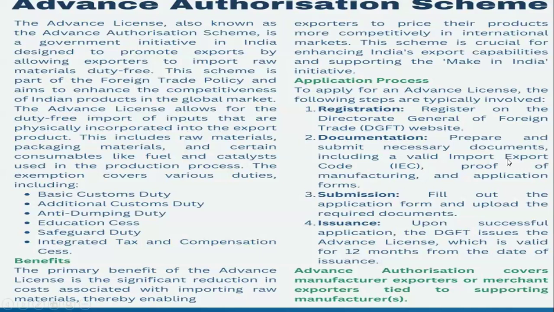Then a set of documents needs to be prepared. So what documents are required? Valid IEC. Other than this, the import order, the purchase order which the importer has prepared to import raw material. So here, the purchase order plus the proforma invoice given by the supplier. These both documents are very important. Then the technical write-up. The technical write-up defines the raw material: what input will be given to the manufacturing process, what output will come, and what is the use. So technical write-up, HSN code.